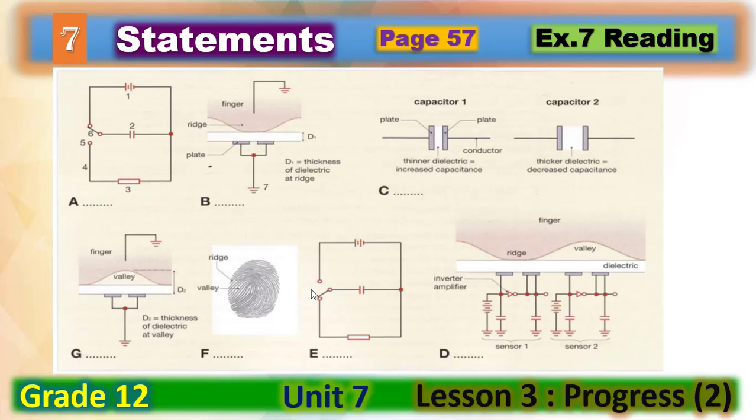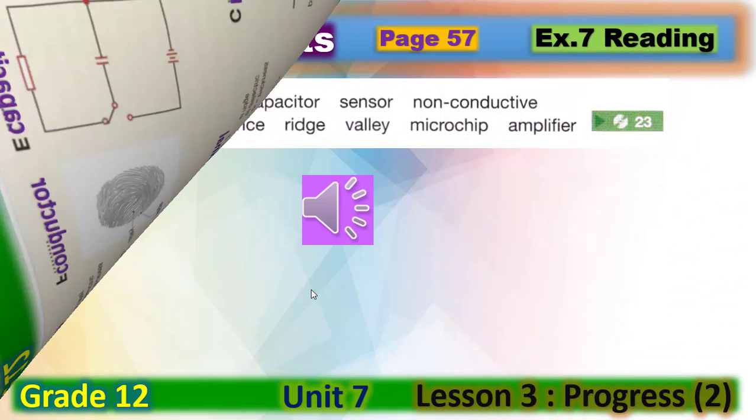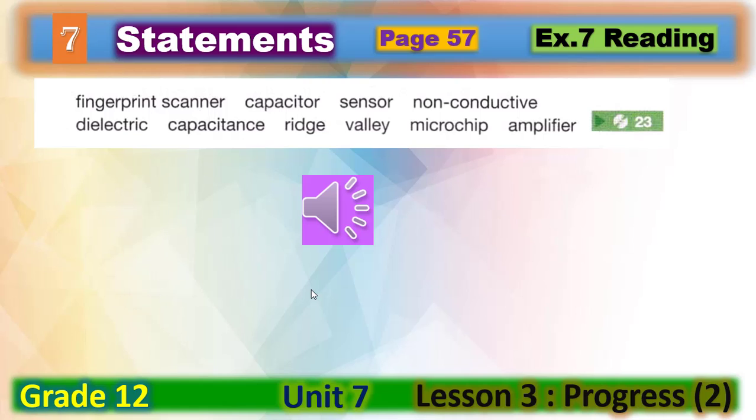Now let's check your answers. Diagram A, battery. Diagram B, terminal. C, resistor. D, earth. E, capacitor. F, conductor. G, this is the switch. Great. Now please, let's move to the next activity.